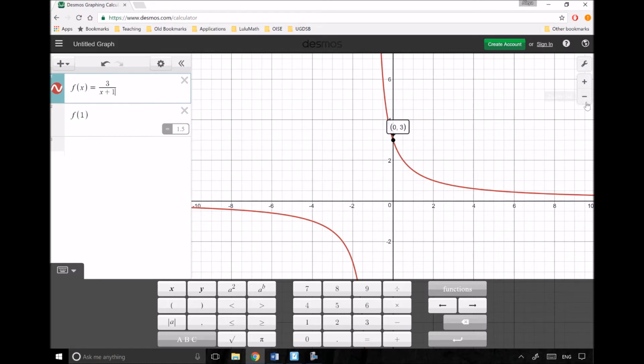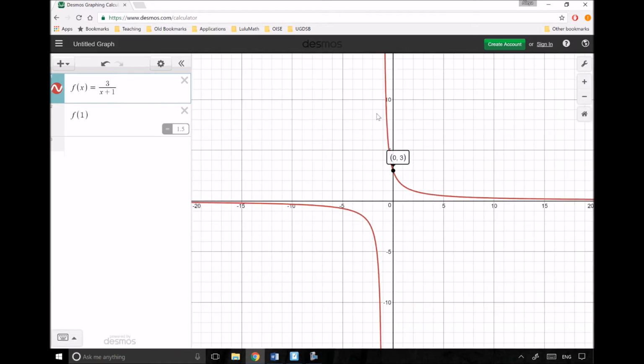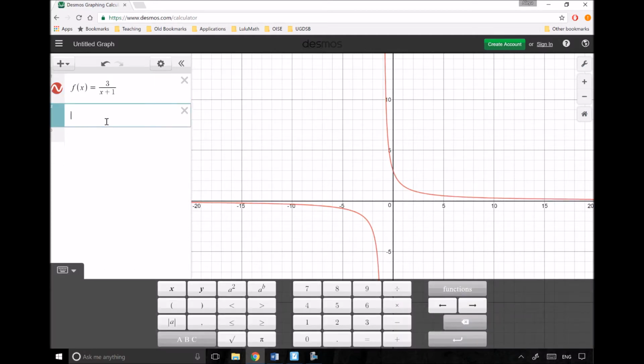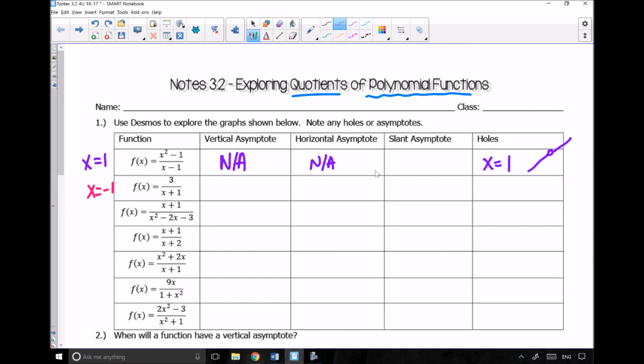If I zoom out a little bit, it looks like I could possibly have a vertical asymptote at x equals -1. So I'm going to graph x equals -1 and see what it looks like. It definitely appears to have a vertical asymptote at x equals -1. So I can say that this graph has a vertical asymptote at x equals -1.